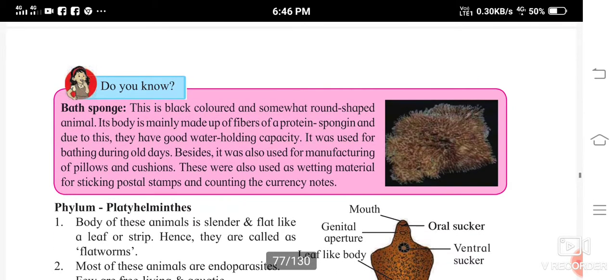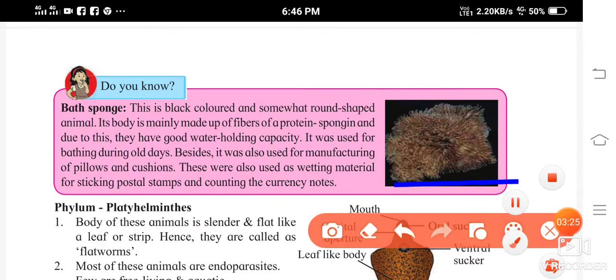Now, do you know bath sponge? In the figure you can see this is the bath sponge. This is a black colored and somewhat round shaped animal. You can see in the picture it is black in color, and it is somewhat round shaped also.